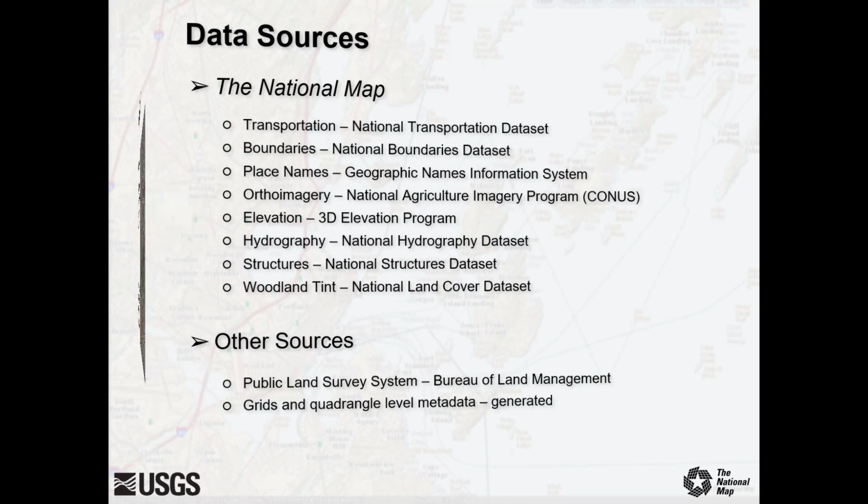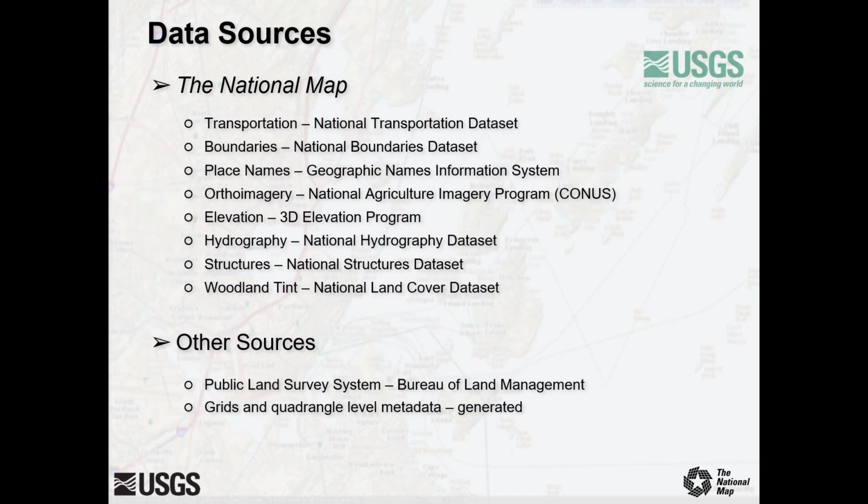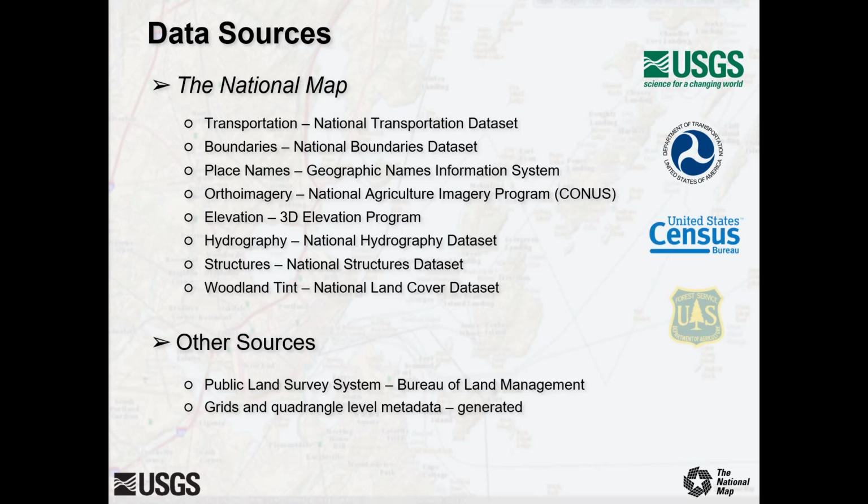The map layers in US Topo come from a number of sources, as can be seen here. Much of the data originate from within the USGS or through agreements made as part of the National Map. For a deep dive into each layer of the National Map, please see Lesson 2 of this series.